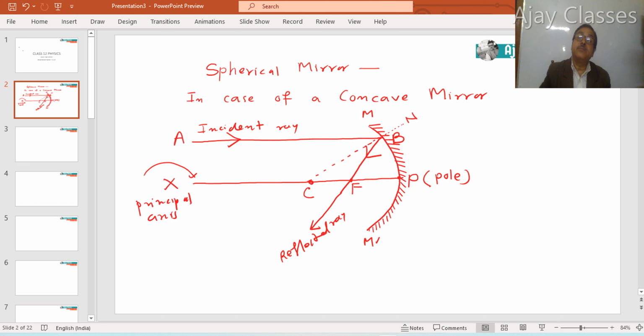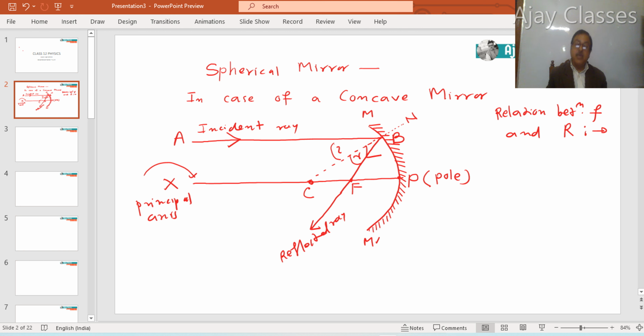I is the angle made by the incident light with the normal, and R is the angle of reflection made by the reflected light with the same normal. Now, the relation between focal length and radius of curvature. How to find the relation?